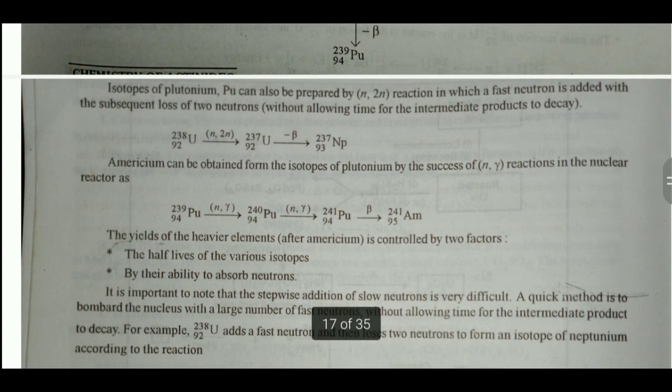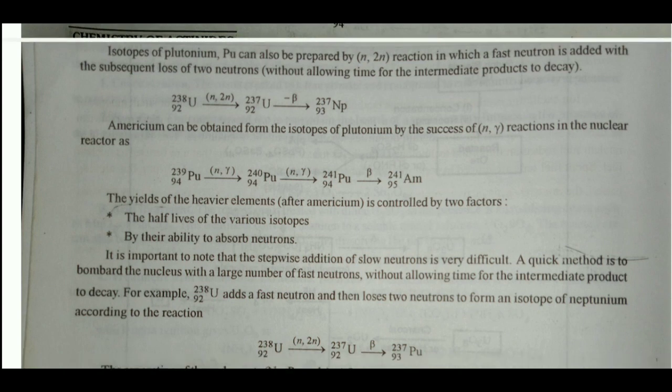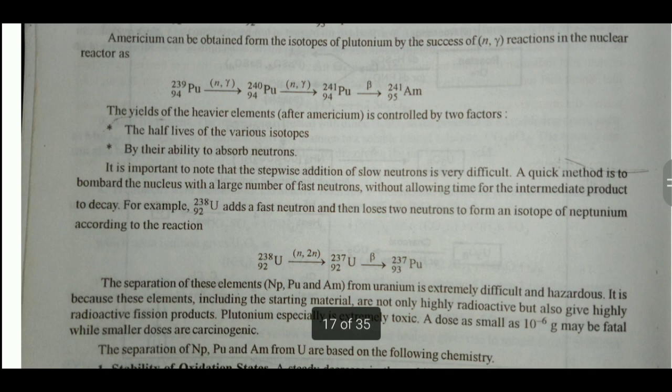Isotopes of plutonium Pu can also be prepared by the n,2n reaction, in which a fast neutron is added with the subsequent loss of two neutrons, allowing time for the intermediate products to decay. Americium can be obtained from the isotopes of plutonium by the successive n,gamma reaction in the nuclear reactor. The yield of the heavier elements after americium is controlled by two factors: the half-lives of the various isotopes and their ability to absorb neutrons.